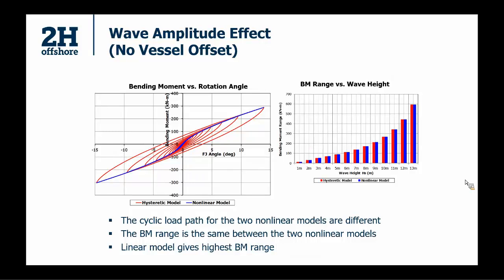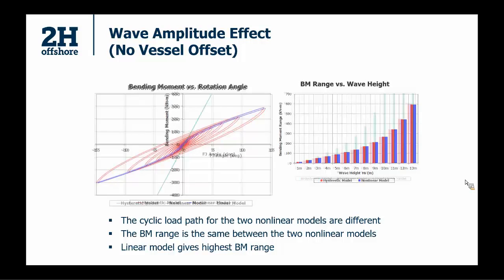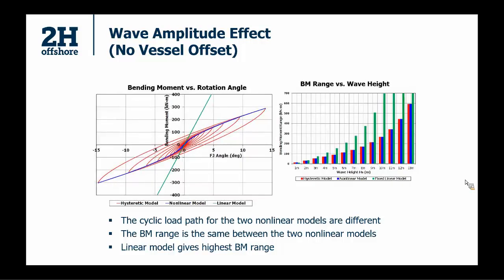This indicates if there is no flex joint mean angle in the system, fatigue results with different nonlinear curve methods should be reasonably matched, no matter how large the load cycle is. If we plot the results of fixed linear stiffness, which is the method 1 we just mentioned, on top of the same figure, it is very clear that the fixed stiffness generates the highest bending moment range, which means it predicts the highest fatigue damage.